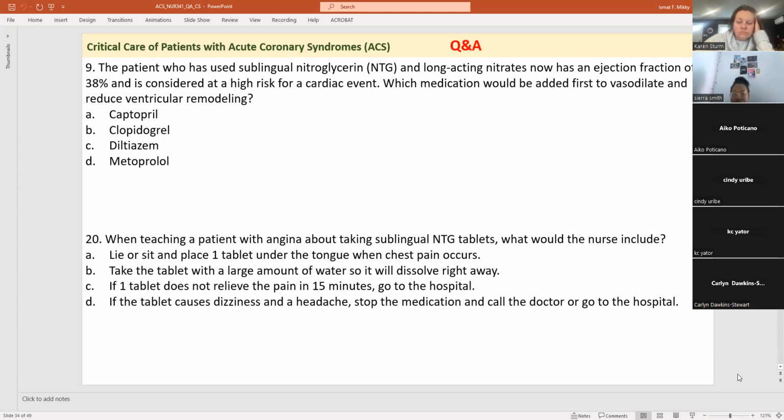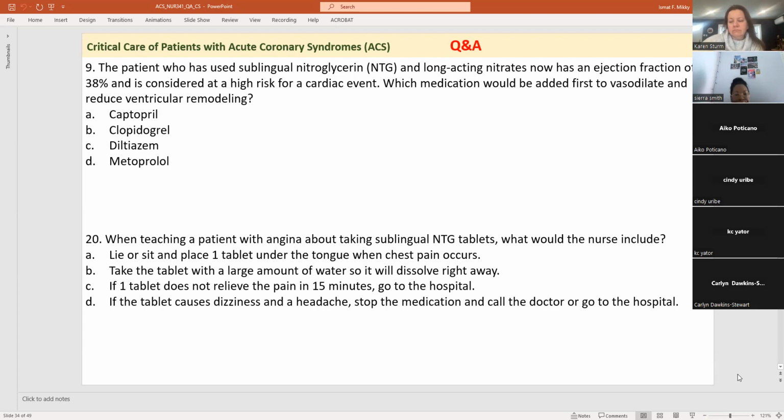20. When teaching a patient with angina about sublingual nitroglycerin tablets, what should the nurse include? A, lie or sit and place one tablet under the tongue when chest pain occurs. And how many times can the patient repeat this same procedure? How many times can they repeat this? 3 times. Within how long? The time frame?